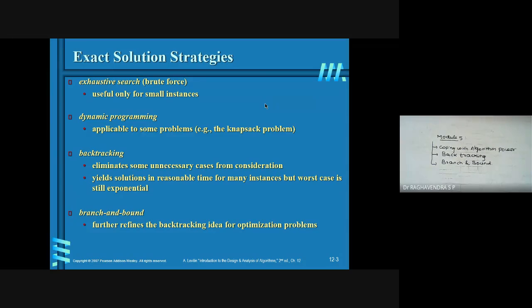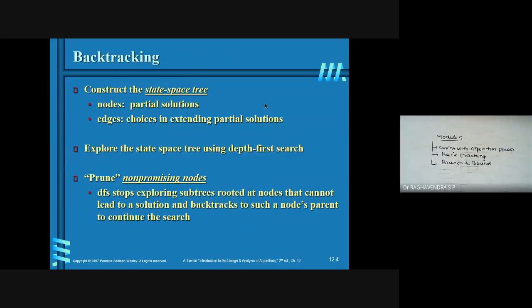After backtracking, we have branch and bound, which is a refined version of backtracking. In backtracking, the pruning or growth of the tree is without any constraint. On the other hand, in branch and bound, there is a predefined criterion on the basis of which we can prune the state space tree. I'm going to solve problems so you will come to know how this works. So that is the definition of backtracking.